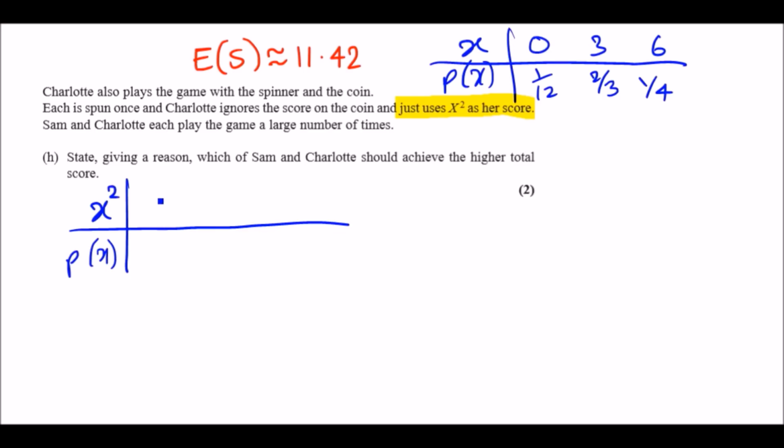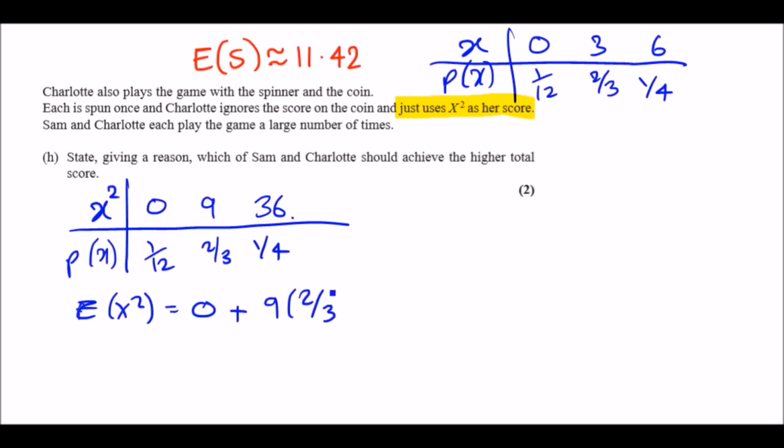So the square of 0 gives us 0. The square of 3 is 9. And 6 squared would be 36. Now, how about the rest of them? Well, the probabilities will of course be the same because it's the probability of x. Now all we have to do here is simply find the expected value of x squared. So the expected value of x squared, what is it? It will be 0 times 1/12, which is nothing, 9 times 2/3, and 36 times a quarter.